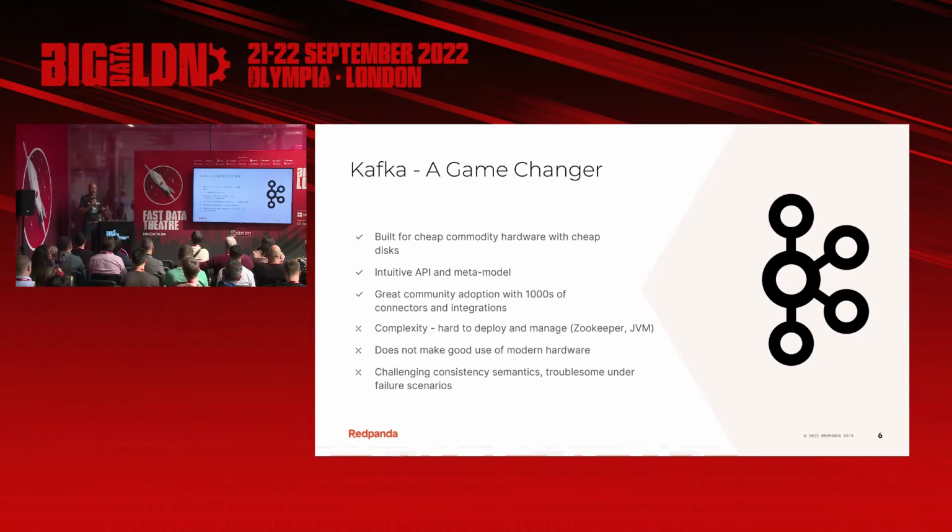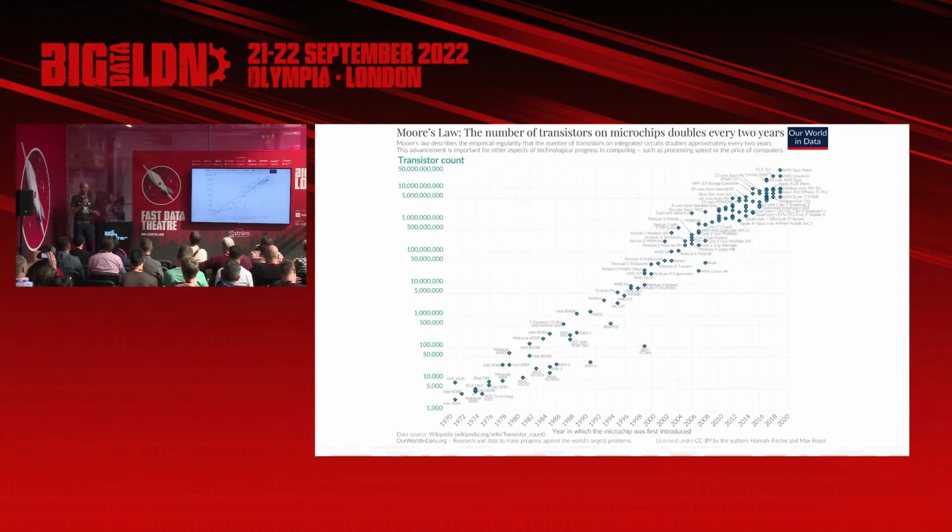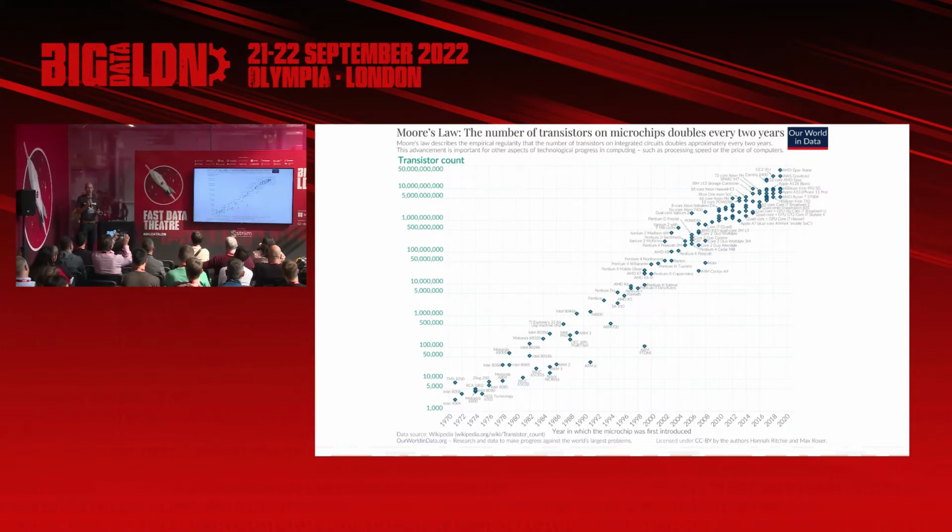It is, however, fairly complex. It's actually quite hard to use. It's quite hard to deploy. It doesn't make that good use of modern hardware, and Moore's law is still a thing, right? The number of transistors on a chip continues to go up. They say it's doubling every 2 years. If you go compare that back to 2011, the number of transistors on a chip has gone up 50 times, right?